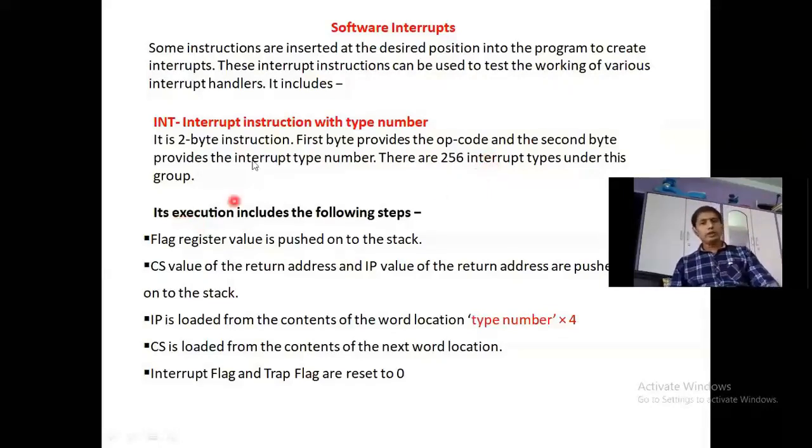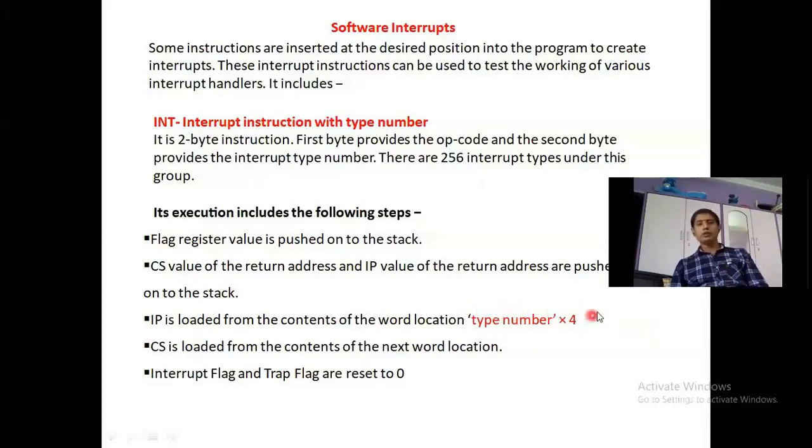Let us see, in order to execute any of the software interrupts, these points are common. What is the first one here also? The flag register value is pushed to stack. The CS value and IP return addresses are pushed to stack. Same points, whether hardware or software, these points are common. IP is loaded from the content of the word location, also the same: type number into 4. For example, if it is type 0, then the address is 0 into 4, all zeros. If it is type 1, then type 1 into 4. What is the address now? 4 zeros, 4H. If it is type 2, 2 into 4, nothing but 4 zeros, 8.